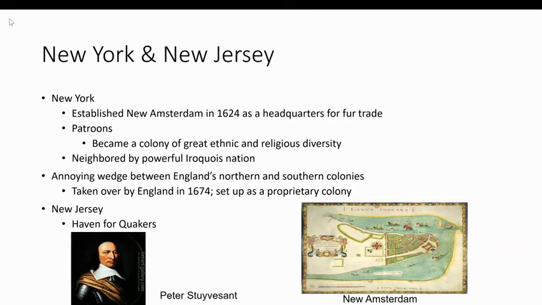Jersey is a fairly diverse place as well, but what it becomes most known for was that it becomes populated by a group of people called the Quakers. And we'll talk about the Quakers more when we talk about Pennsylvania.